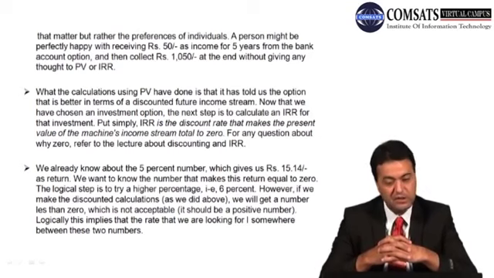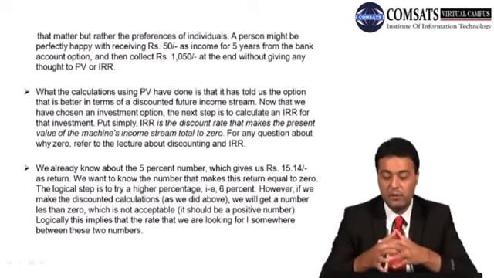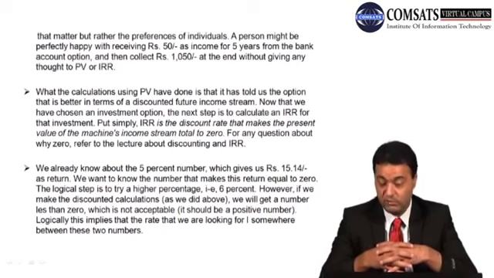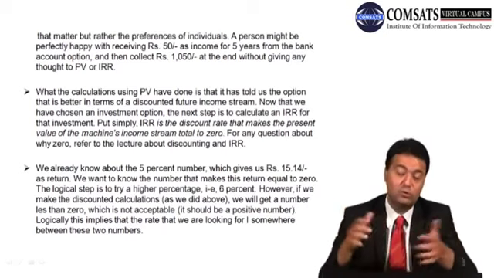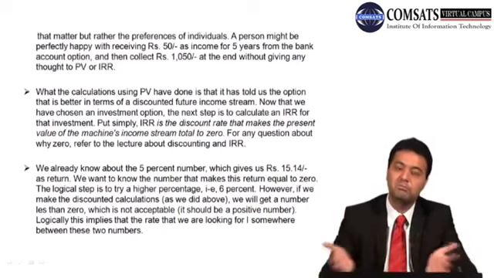Now that we have chosen an investment option, the next step is to calculate an IRR for that investment. Put simply, IRR is the discount rate that makes the present value of a machine's income stream total to zero. Why do we take it to zero? Why should it be zero there?